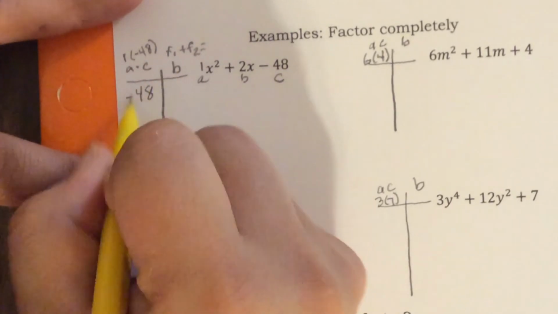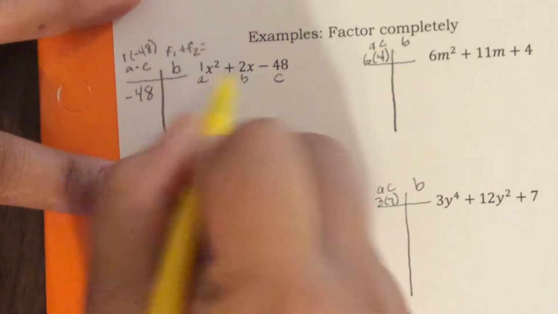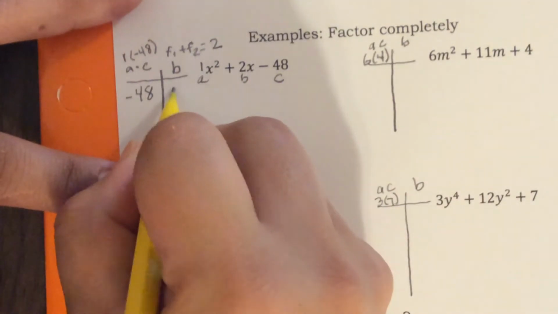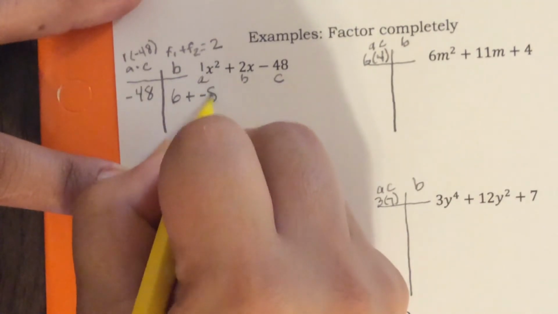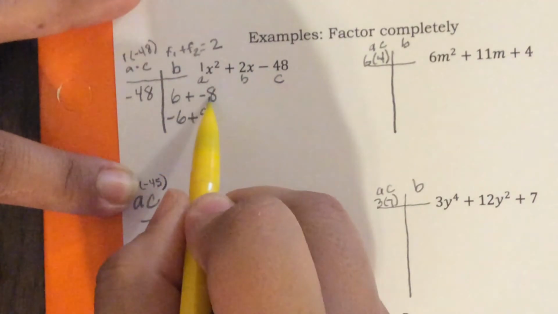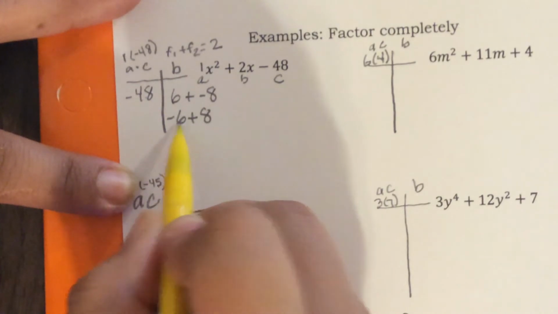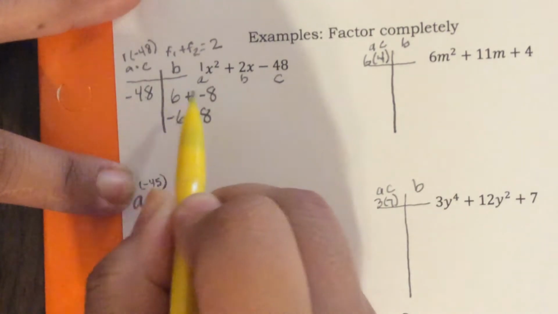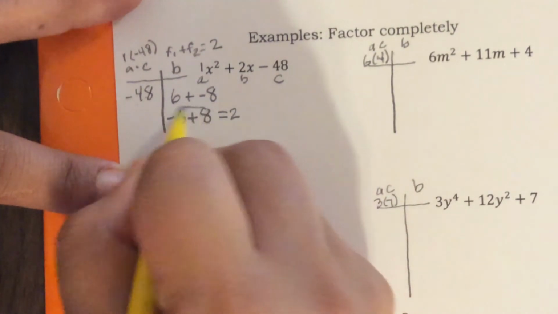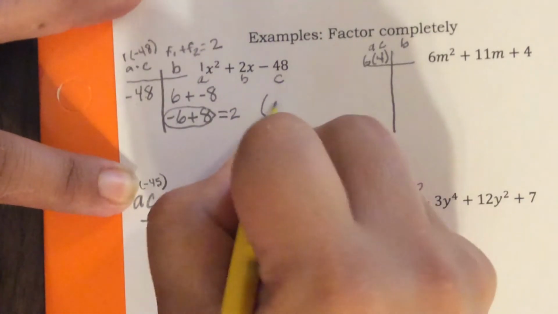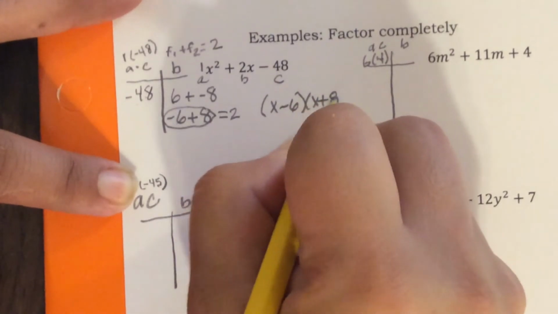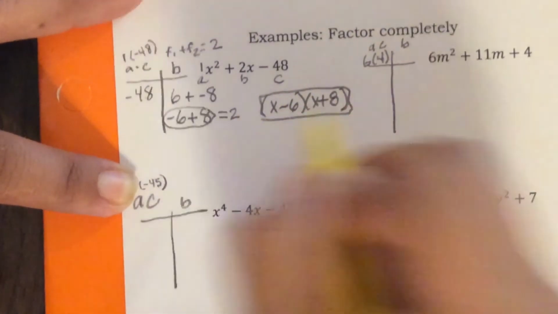Then I want two factors of negative 48 that's going to add up to your B. In this case, it's 2. So it's going to add up to 2. So we know that 6 plus a negative 8 or negative 6 plus 8. So we know if we multiply 6 times negative 8, I get negative 48. If I multiply negative 6 times 8, I get negative 48. But which of these add up to a positive 2? This one adds up to a positive 2, so I'm going to use these two factors. So I'm going to factor x minus 6, x plus 8, sorry. So this is your factor here.